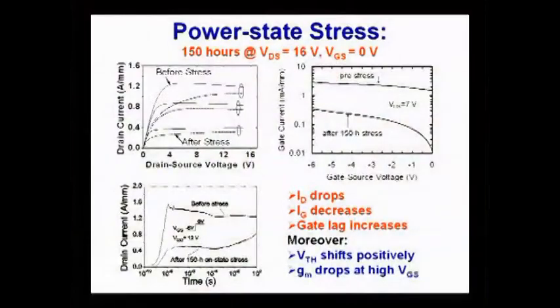A first reliability test was performed on these devices by keeping them at a VDS of 16 volts and a VGS of 0 volts up to 150 hours. As can be seen, the important results are summarized in this slide. So there is a drop in the DC current, an amplification of the gate lag, and a decrease in the gate current.